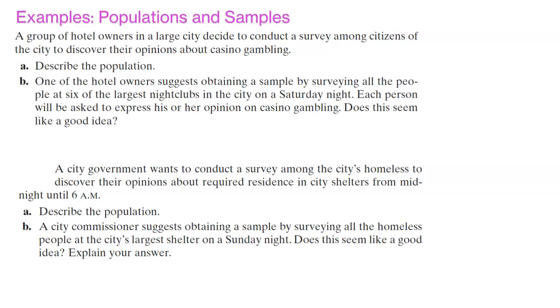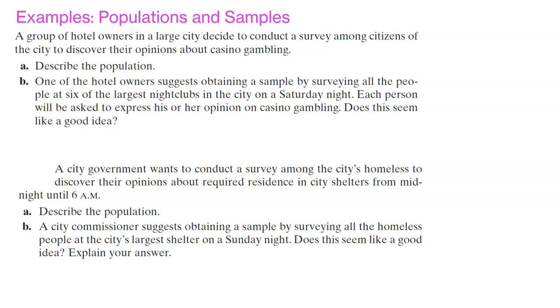So the city commissioner suggests obtaining a sample by surveying all the homeless people at the city's largest shelter on a Sunday night. Is that going to work out the way we want? Or is that going to be a good way to evaluate the population? The biggest shelter on a Sunday night. But wouldn't that still not be everyone? They're not all going to be in the shelter. They should ask the people that can't have access to shelter. They should definitely consider including them. Absolutely.